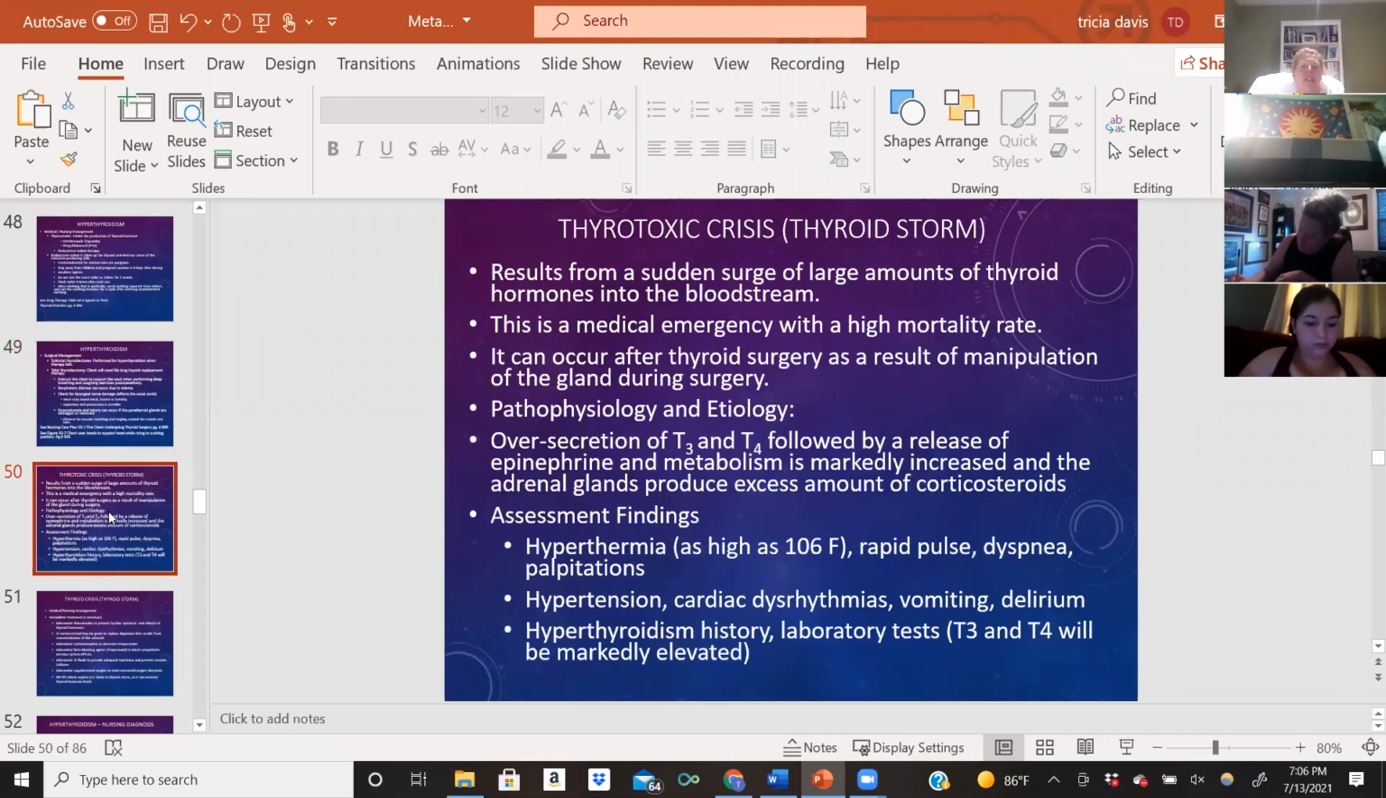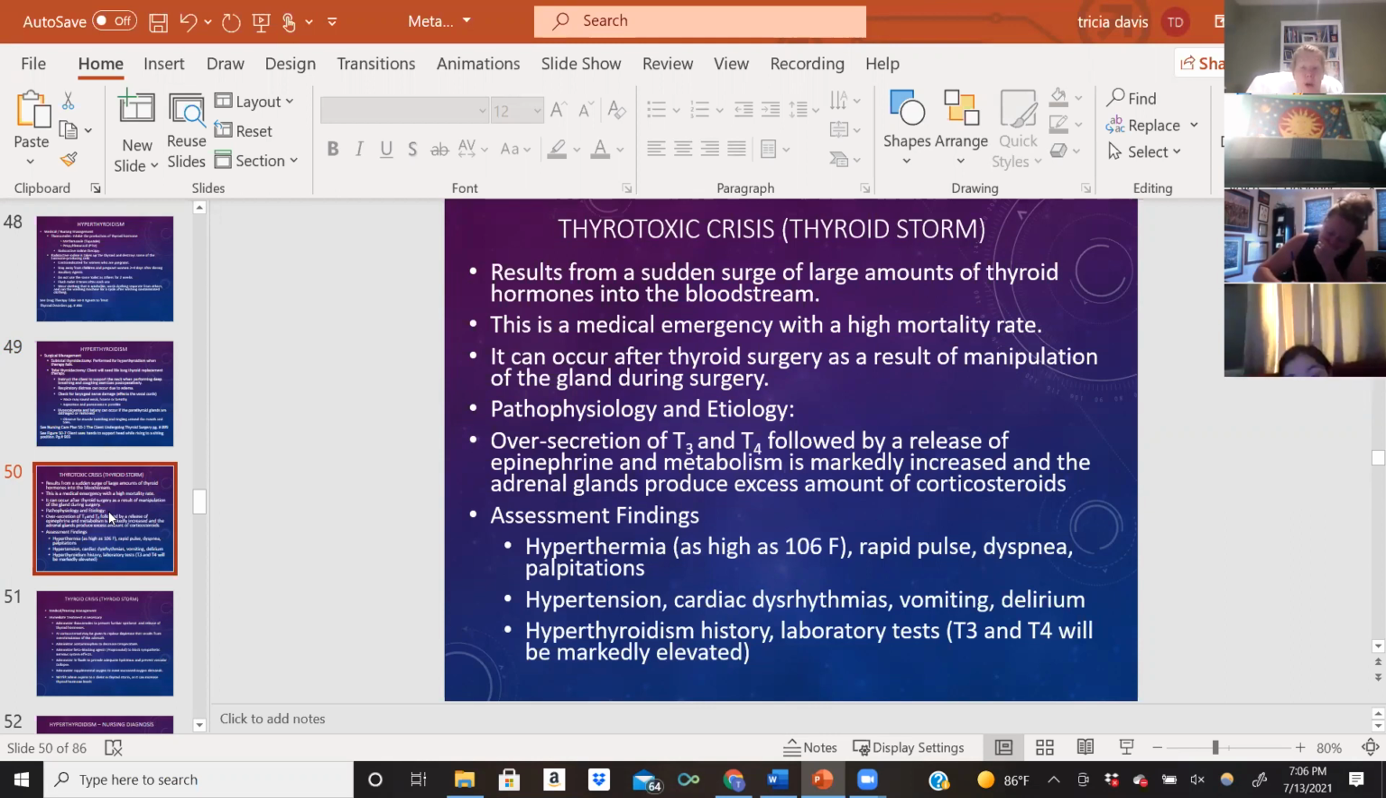All right, so some patients can develop what's called a thyroid storm or a thyroid toxic crisis. These two terms are used interchangeably. Patients will develop a thyroid storm when a sudden surge of large amounts of our thyroid hormones are dumped into the bloodstream. This is considered a medical emergency and it has a very high mortality rate. So if your patient develops this, you have to contact the doctor and know that it's a medical emergency, it's life-threatening.